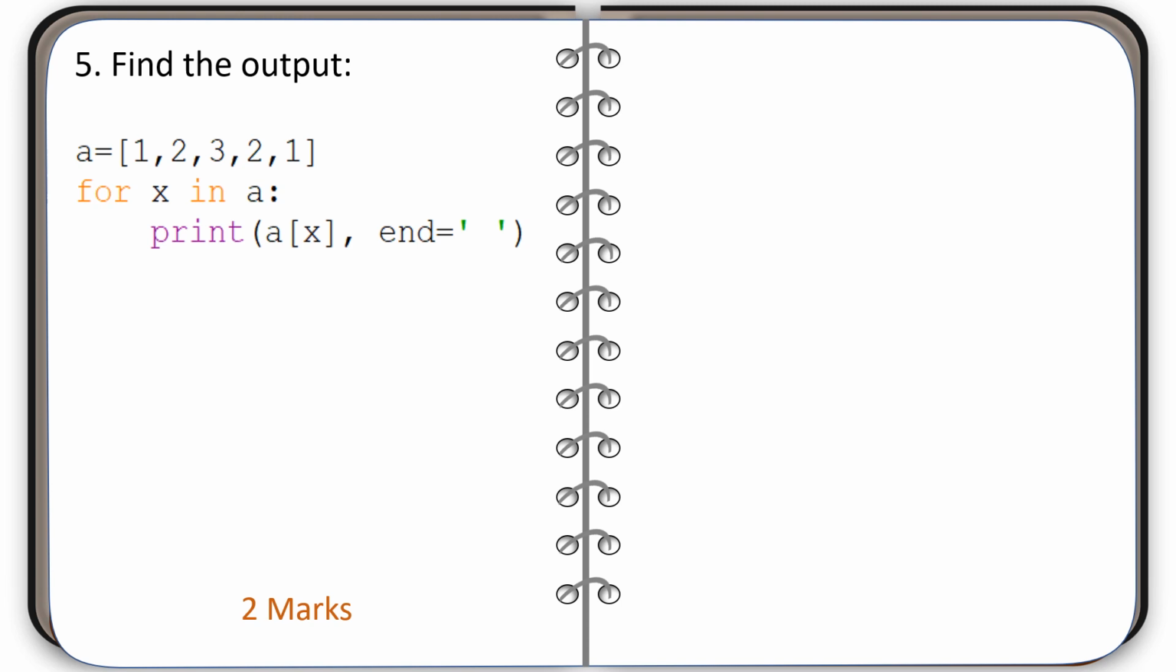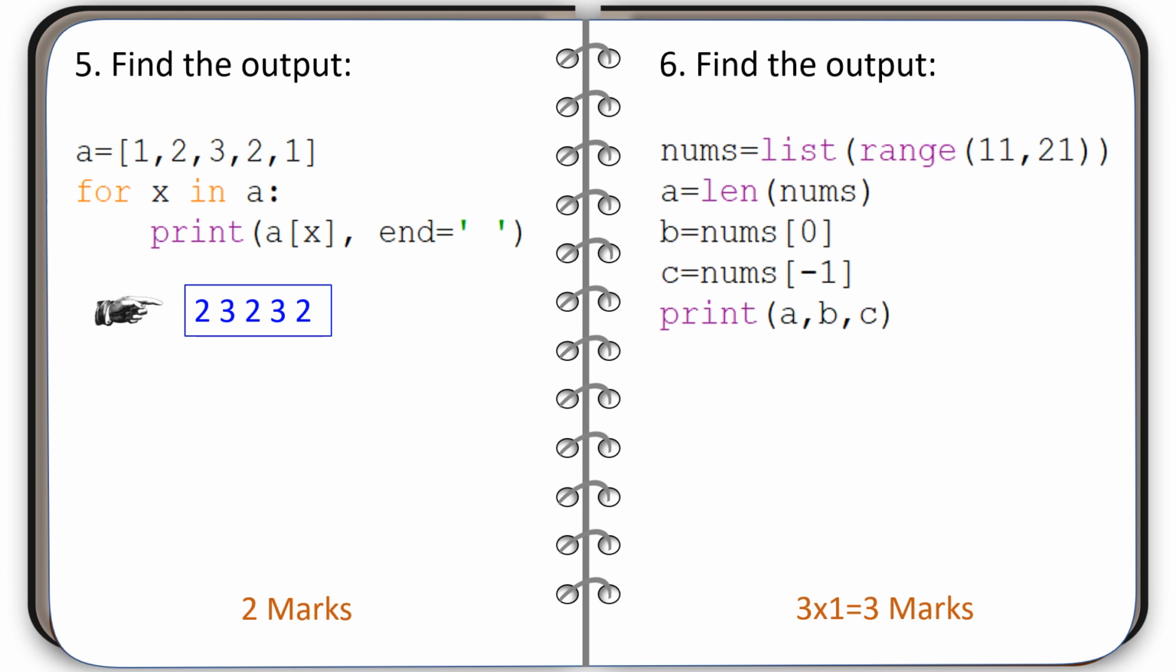Question number 5. See the code and find the output. It is not as straight as it looks, so be careful while finding the output. And the output is this one. Question number 6. Find the output of the given code. And the output is this one.